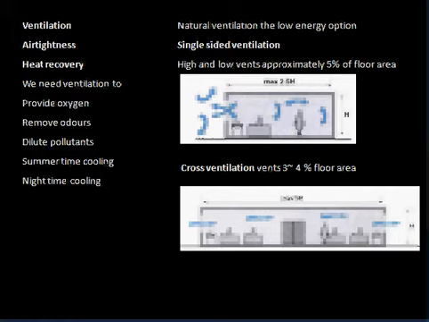So we've got single-sided ventilation, and here about 2.5 times the height of the building, but we need to actually have openings about 5% of the floor area. Cross ventilation, almost twice the distance for the single-sided, and perhaps a slightly lower percentage of floor area.